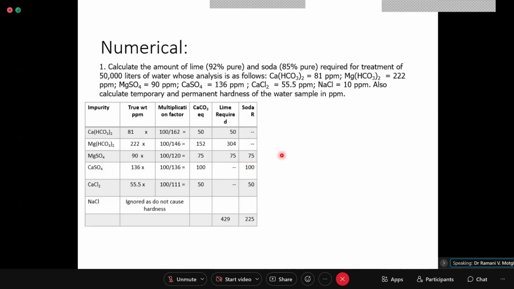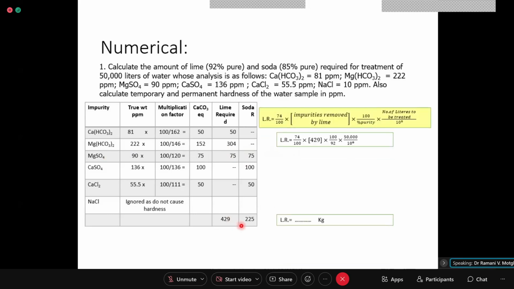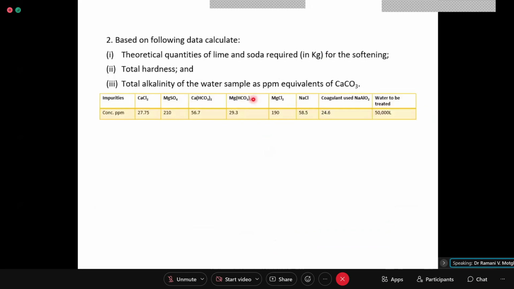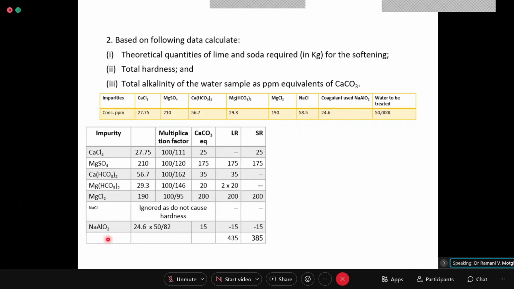So you write CaSO4 plus Na2CO3, and that is removed as calcium carbonate. Okay, so this is what we have done and you have written it in your notebook. Then we have solved one numerical in which it is said that these are the impurities and the coagulant was used at the rate of 24.6 milligrams per liter or ppm, and we had solved this yesterday.